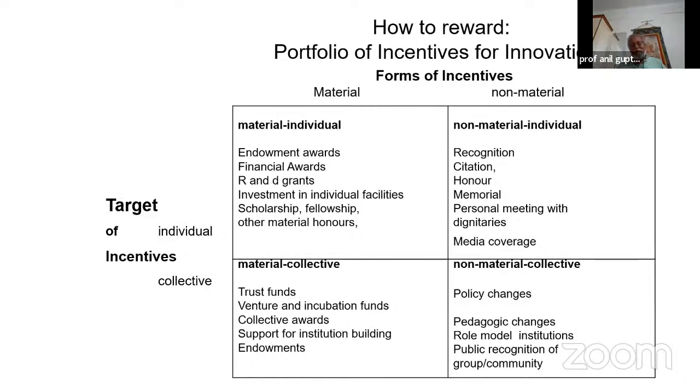So there are 4 incentives here. I'm going to share a form with you where you will say what incentives you would prefer for diffusing innovations. There are 4 kinds: material individual, endowment, R&D awards, grants, financial award, scholarships, etc., or equipment being given to you. Material collective, these are for the lab, not for the individual, for the whole team. Venture funds, trust fund, collective award, support for institution building.